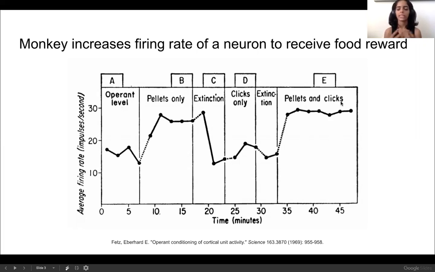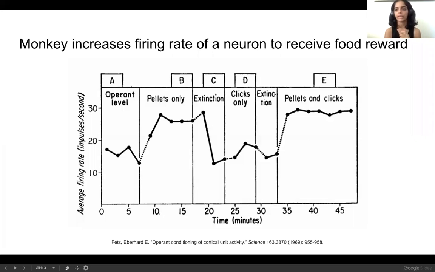This is basically trying to illustrate that the monkey can control the firing rate of that neuron when there's some reward related to the firing rate of that neuron being high or low. In the phase where there are clicks, which are not rewarding, the clicks don't affect the way the monkey can control this neuron's firing rate. So that's the details of the figure. And if you step back a little and think about what's happening here, it's actually really fascinating.